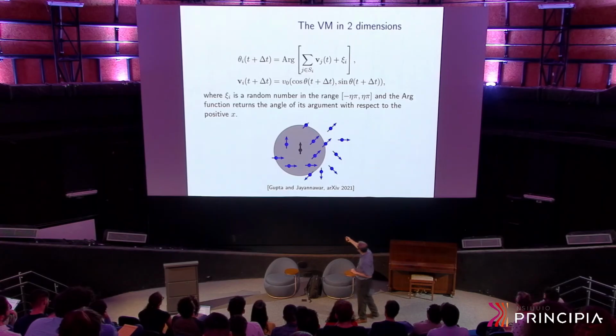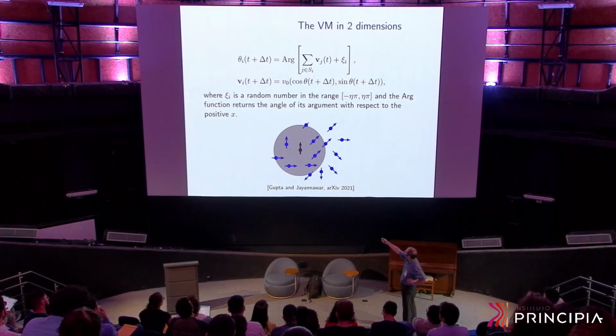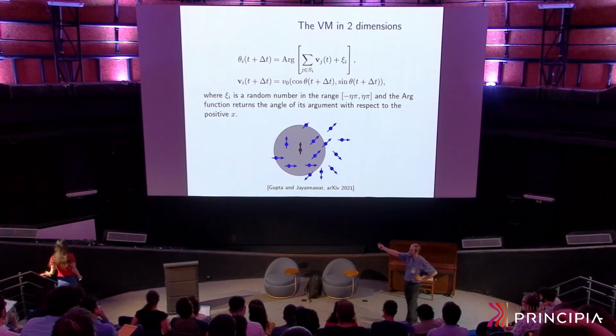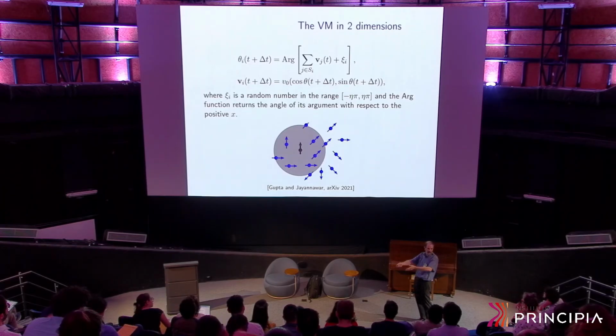So this is a graphic depiction of the model. This is the particle I'm looking at. This particle looks at all the neighbors, computes the average, and then sets its velocity. Each particle does this, so all particles do this simultaneously, update the velocities, and then they change the positions. Okay.